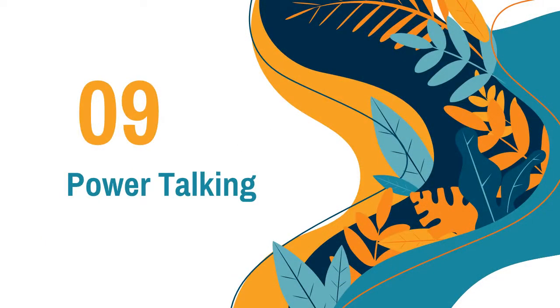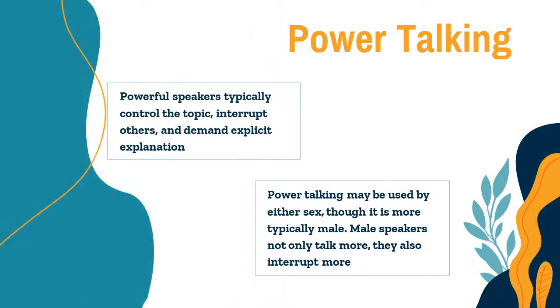Number 9. Power talking. Powerful speakers typically control the topic, interrupt others, and demand explicit explanation. Power talking may be used by either sex, though it is more typically male. Male speakers not only talk more, they also interrupt more.